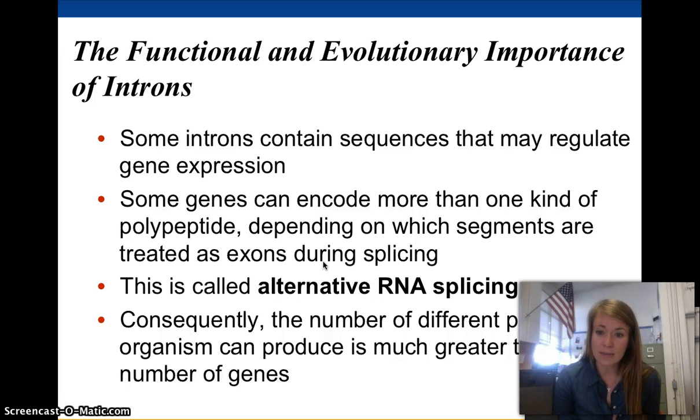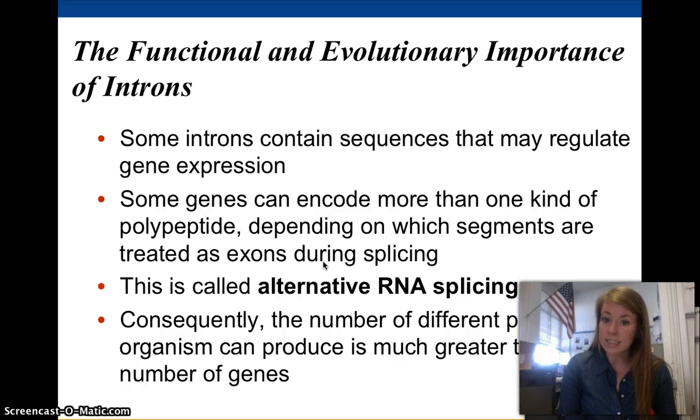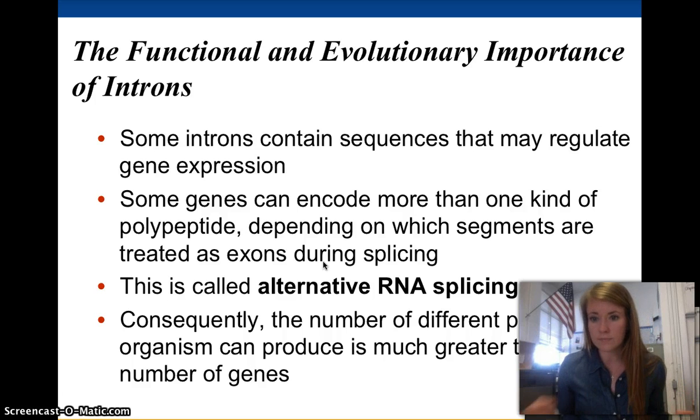And also, sometimes introns get cut out differently. Sometimes we might cut out a lot of introns from one gene, but we may also only cut out 1 or 2 introns from the same gene. Alternative RNA splicing is when you cut out different introns from the same gene, and you get different gene products or different proteins.